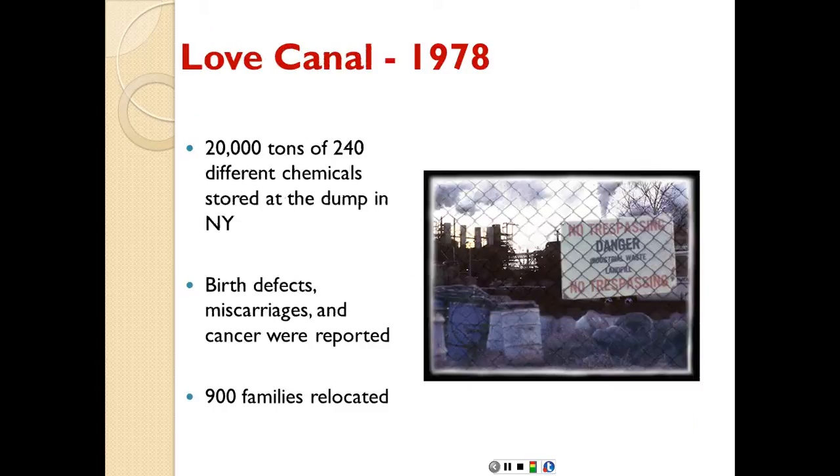Here are some examples of major accidents that happened due to chemicals and how they affected the surrounding environment. In 1978, 20,000 tons of 240 different chemicals stored at a dump in New York City were dumped in a canal, which resulted in birth defects, miscarriages, and cancer that were reported. Since this canal was used for potable water, drinking water, 900 families were relocated. So you can see that it has a major effect on the surrounding environment.